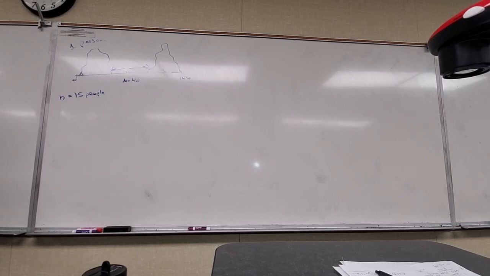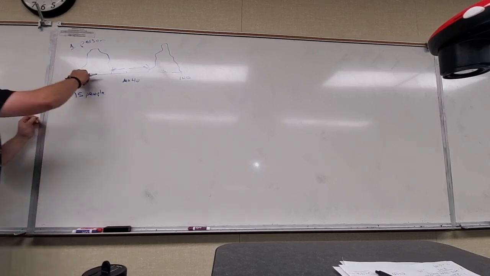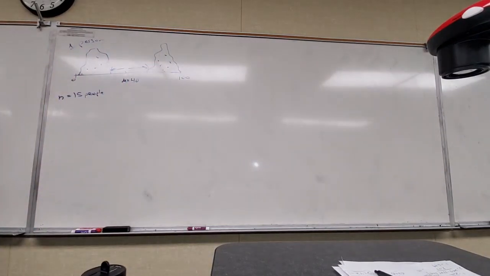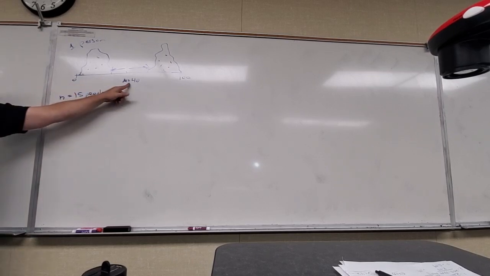What's the most likely thing that's going to happen? Am I going to get only young people? Am I going to get only old people? A little bit of both. So the most likely thing to happen is some kind of a mixture, yes? The most likely average I'm going to get is 40. Does that make sense?